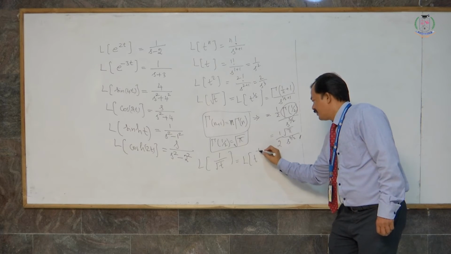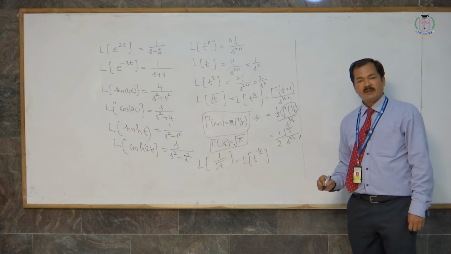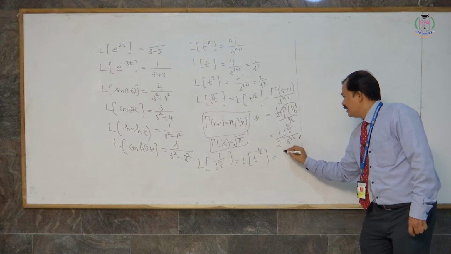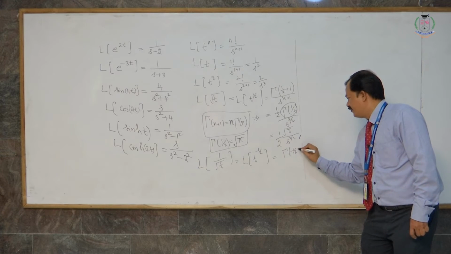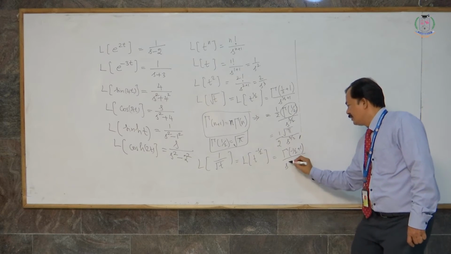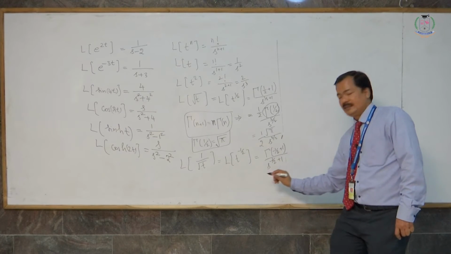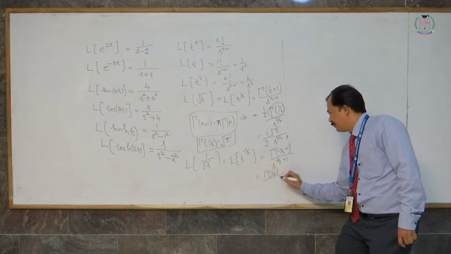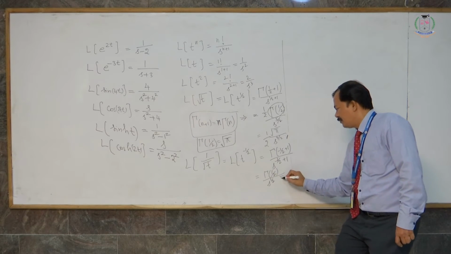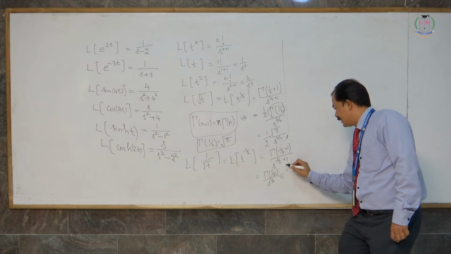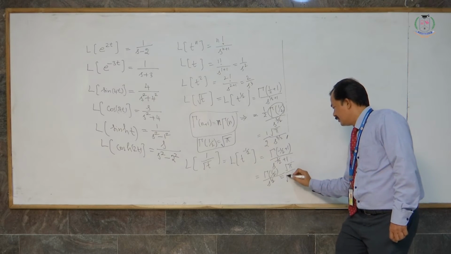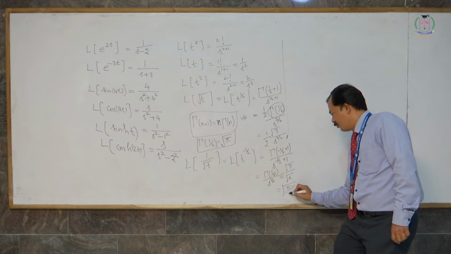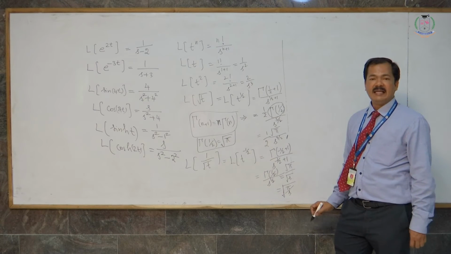Suppose you want the Laplace transform of 1 over root t. That is equivalent to the Laplace transform of t to the power minus half. Since it is a fraction, it can be written as gamma of minus half plus 1 upon s to the power minus half plus 1. So, minus half plus 1 is half: gamma of half upon s to the power 1 over 2. Gamma of half value is equal to root pi. So, it can be written as root pi upon root s, that is equal to, bringing it under the same root, root of pi over s.